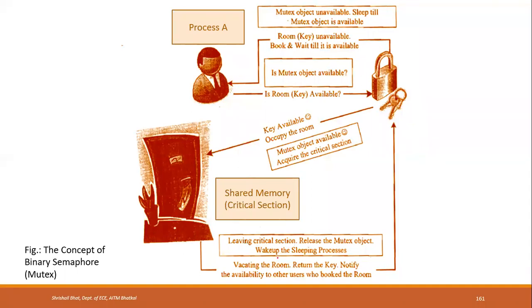Once you are leaving the critical section, release the mutex object, waking up the sleeping processes, right? Release the mutex object, and this will wake up the sleeping processes so they can access that critical section. Just like while you are vacating the room, you return the key to the receptionist, and he will notify the availability to the other users who had booked the room so that they can come and occupy the room. So this is how you can relate the concept of semaphores with real world examples.